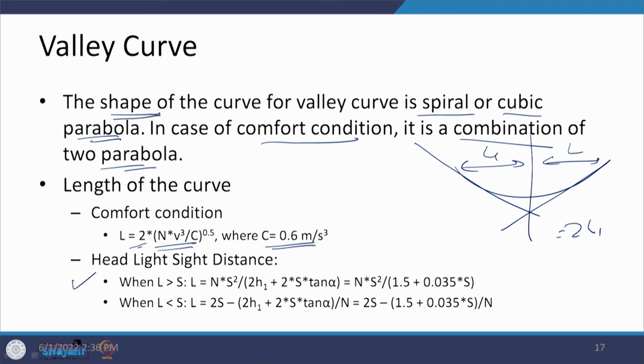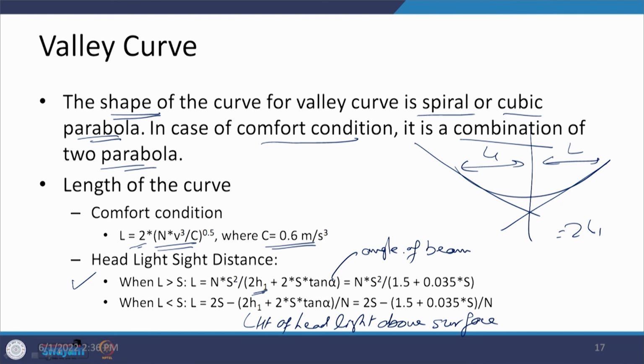The other case is the headlight sight distance, where we are going to consider two things. One is the height of the headlight above the surface, and another is the angle alpha, which is the angle of the beam with respect to the horizontal.